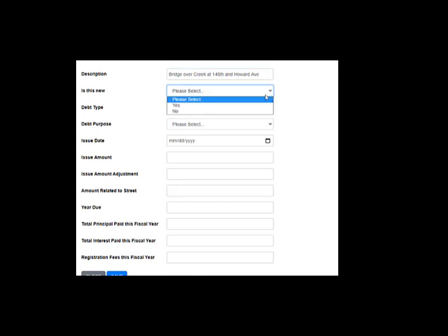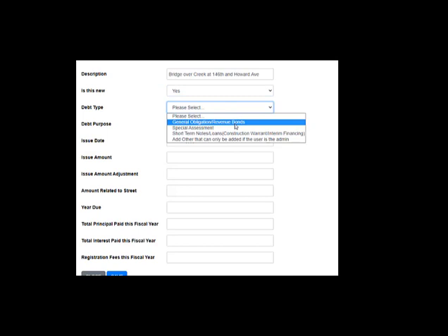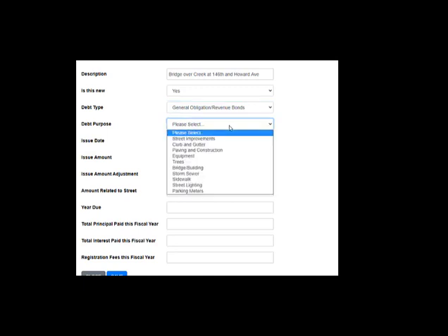When it says, is this new? We're going to click yes, this is new. That is very important. That's going to show the revenue from this bond issue on our revenue page. So we'll need to go back and look at our revenues. Our debt type is, again, most likely a general obligation bond, although it could be a special assessment. Our debt purpose, we need to look through and say, what did we do here? This one happens to be bridge building.